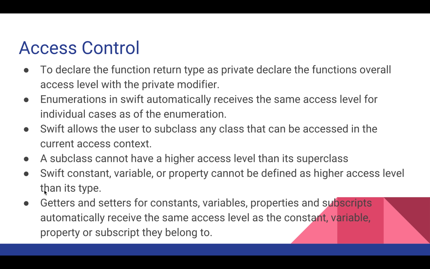To make the function's return type as private, declare the function's overall access level with the private modifier. Enumerations in Swift language automatically receive the same access level for individual cases as that for an enumeration. Swift allows the user to subclass any class that can be accessed in the current access context. A subclass cannot have a higher access level than its superclass. The user is restricted from writing a public subclass for an internal superclass. Getters and setters for constants, variables, properties, and subscripts automatically receive the same access level as that of the constant, variable, property or subscript they belong to.